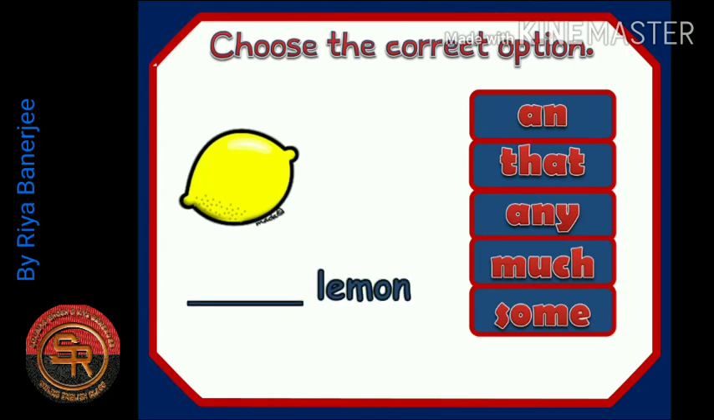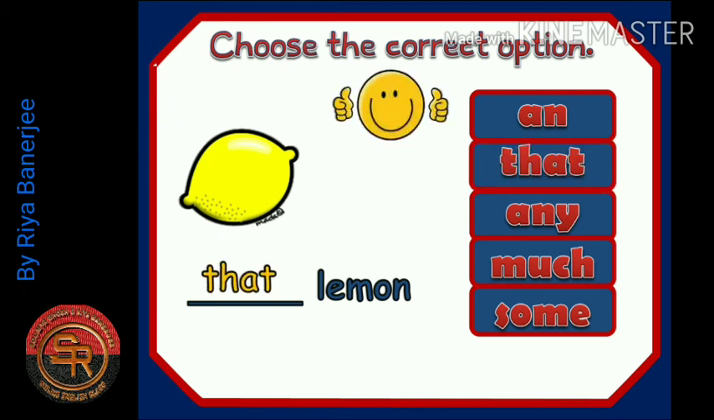Next example. That, any, much, some. Dash lemon. Well, lemon does not start with a vowel sound. L is not a vowel sound. So it would be that lemon. It's pointing out one particular countable noun. That is why the demonstrative pronoun that is used. That lemon.